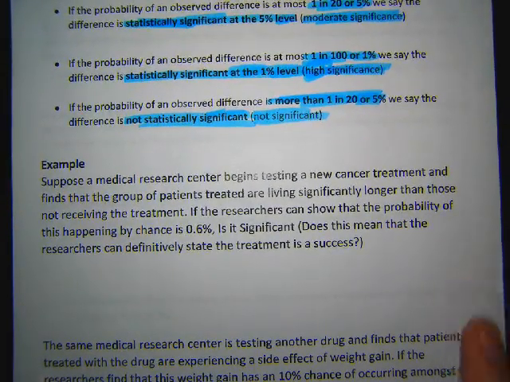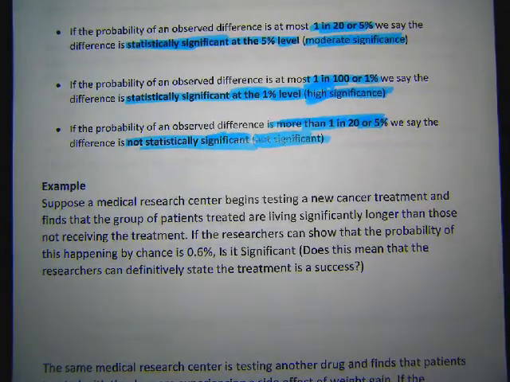Say a medical research center begins testing a new cancer treatment, and they find that groups of patients treated are living significantly longer. Yay for that! The cancer treatment's working, people are living longer than those that don't receive treatment. If the research can show the probability of this happening by chance is 0.6%. So when you test a new drug, there's a chance that you just picked a sample group that was just going to live longer. They were going to fight the cancer off whether or not they got your drug. Drug didn't do anything. There's a chance. That's always something that's possible.